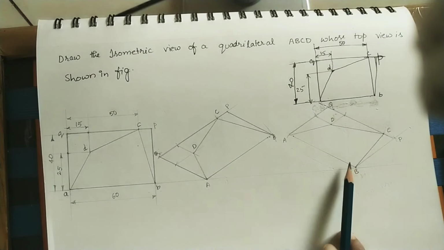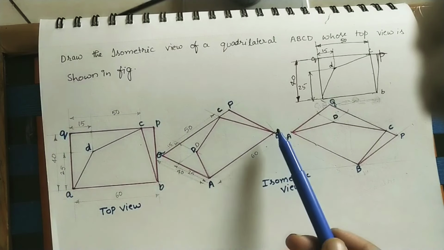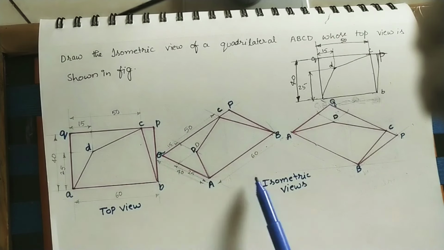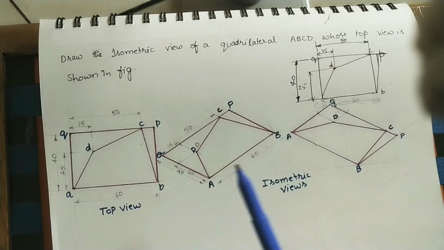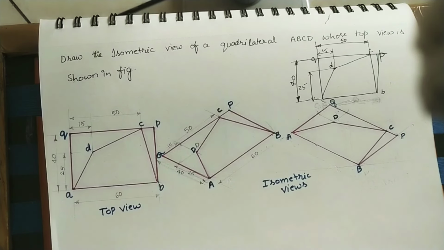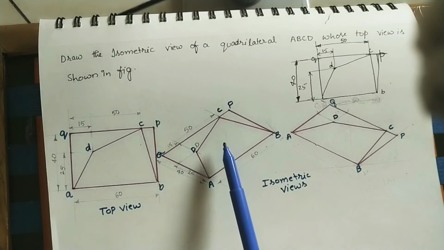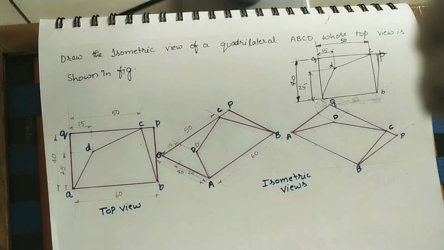So this is the method of doing the isometric view. This is the given diagram, a top view. These two are the isometric views. Here in this isometric view, we started with A, taking 30 degrees lines with the horizontal. Here in this diagram, we started from B. At B, we took the 30 degrees line. So in case of isometric view, we can do either this diagram or this diagram for this top view.